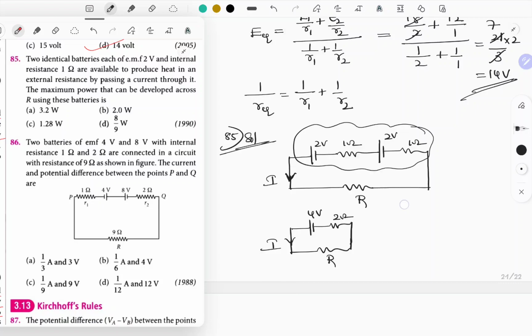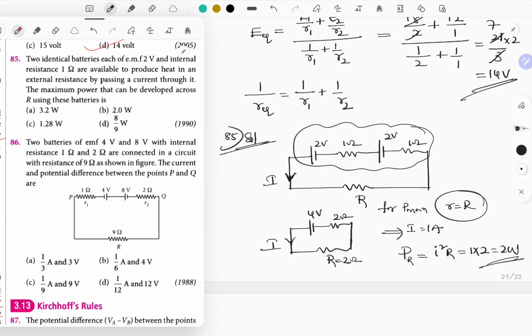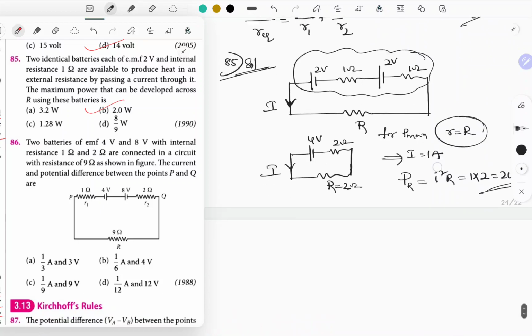I said for maximum power, internal resistance must be equal to external resistance. Then first of all find out the current. So this R is also equal to 2. Let me find out the current. Current I is equal to 1 ampere, right? Because 4 volts divided by 4 ohms. Then power dissipated by external resistance R is equal to I square R, where I square is 1 and R is 2. So the answer is 2 watts. Which option matches? Option B is the correct answer.